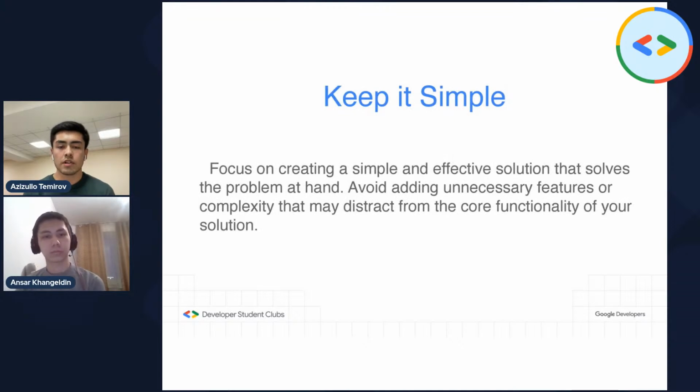Keep it simple. Focus on creating a simple and effective solution that solves the problem at hand. Avoid adding unnecessary features or complexity that may distract from the core functionality of your product. The main fault that people always make while building new software or a new product is that they are too distracted with adding new features, adding new functionalities, and trying to make the best product at once. But this is very hard, and if you don't have a large group of developers or a large team, you better start with making it simple and starting with small steps.